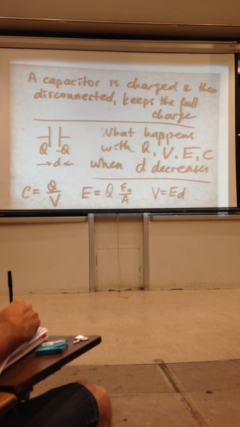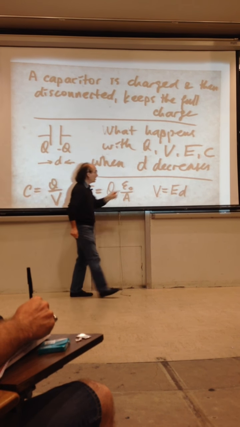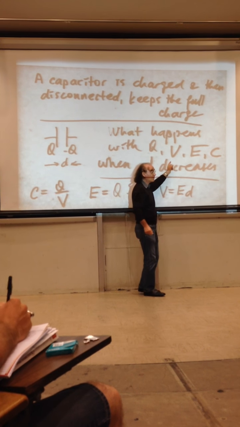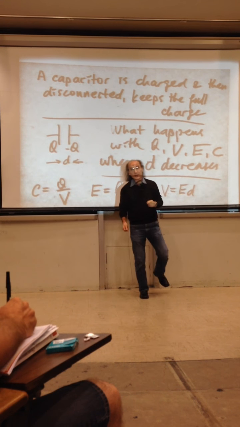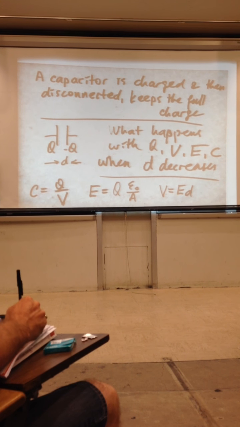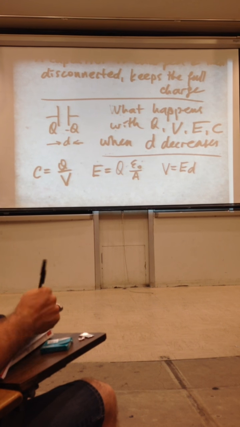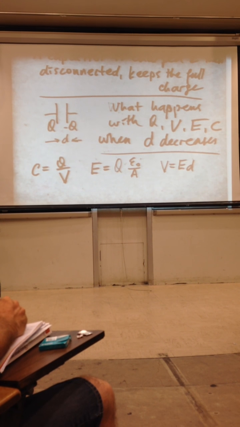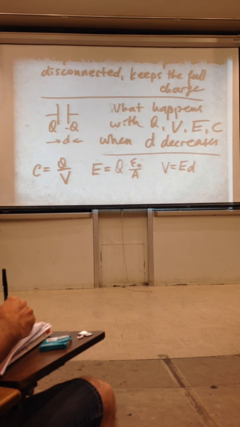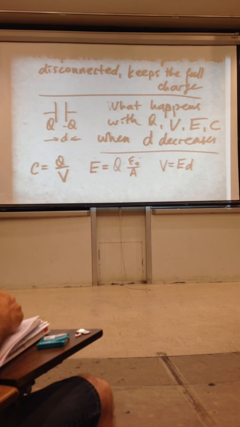So what is happening with the charge? What is happening with the potential difference between the plates, the field in this capacitor, and the capacitance? For example, when D is decreasing, you take this capacitor and let the distance separation decrease. The plates come together closer to each other.